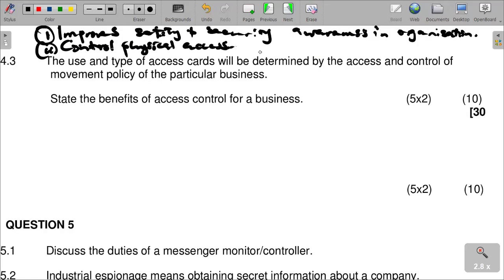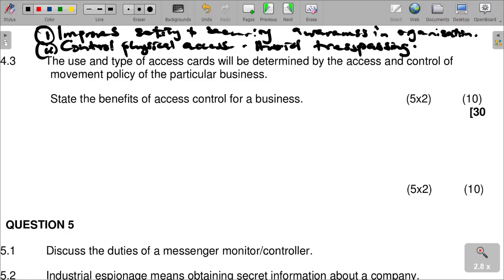When we control physical access, we are saying some places are protected, and trespassing is avoided. It actually tries to avoid trespassing. Trespassing is actually avoided because of that. It actually helps to avoid trespassing.